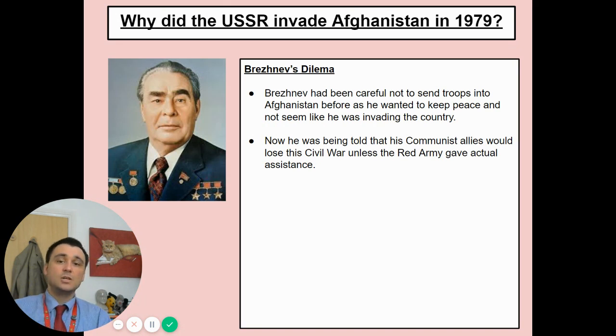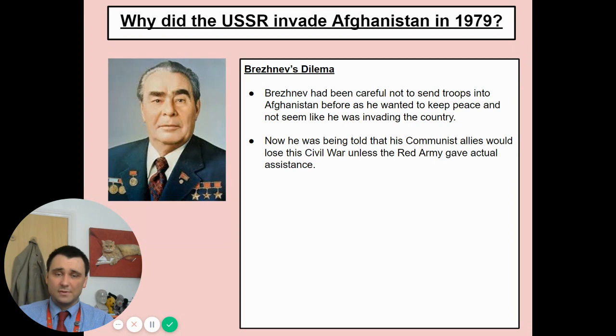Okay, so let's look at what the USSR were thinking at this time. And Brezhnev, the leader pictured there, now clearly had a bit of a dilemma. Now, I said before, Brezhnev had been careful not to send troops into Afghanistan. Like we saw in the previous slides, he had sent equipment and advisors, but no actual soldiers. And that's because Brezhnev was really aware of the fact he didn't want to seem like the Soviets were invading Afghanistan. He'd support the Afghanistan Communist Party, but he wouldn't send his soldiers in. He wanted to try and keep this peace going.